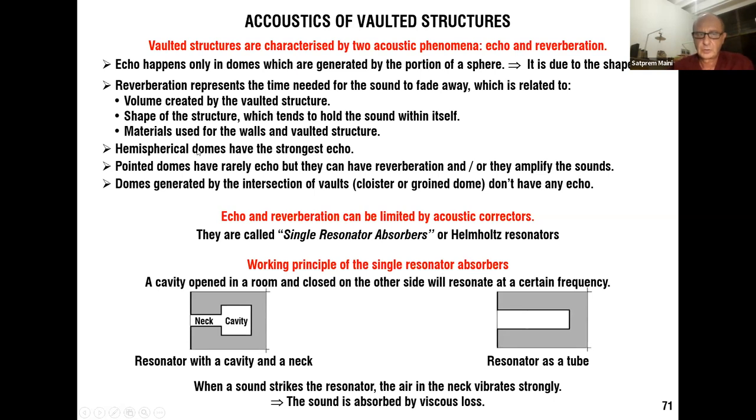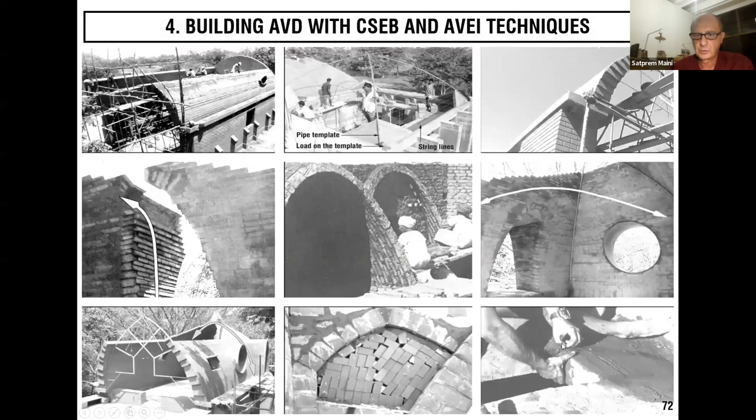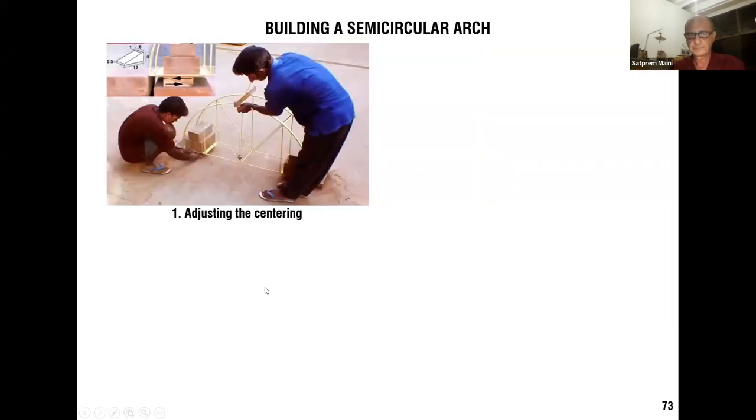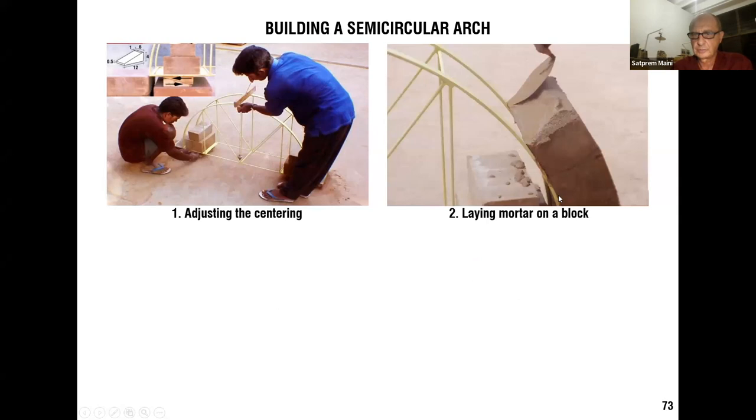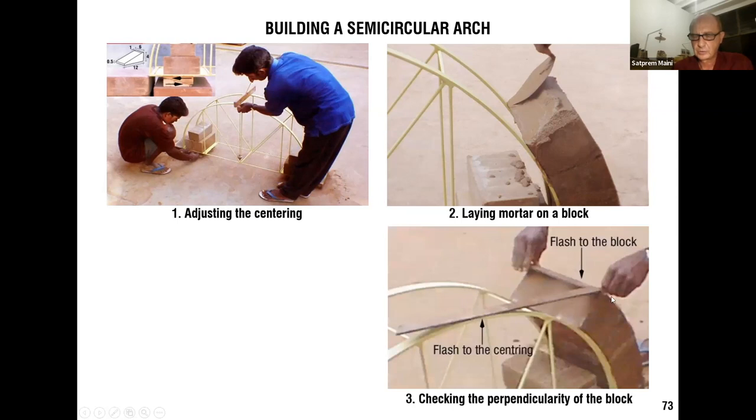So now we see how to build a vault with our techniques. These are examples in Auroville. This is from Hassan Fathy in Egypt. We built an arch first on a centering. First we have to adjust the centering. Then we build with the mortar here with regular proportion on the voussoirs. We check with the rectangle to be square, to be really parallel and perpendicular to the framework. And then we fill the top with the mortar, which is slightly higher.